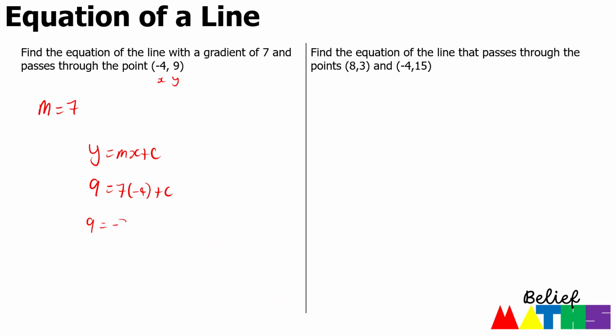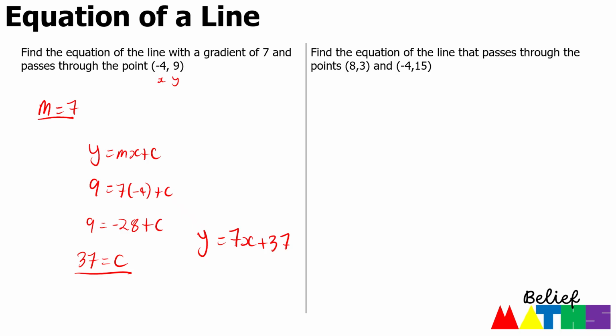9 is equal to negative 28 plus c. And then adding 28 to both sides, you get 37 is equal to c. We have c, we have m, put it into our final form of y equals 7x plus 37, and that's the equation of our line.